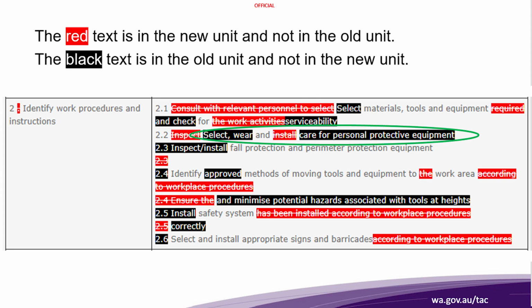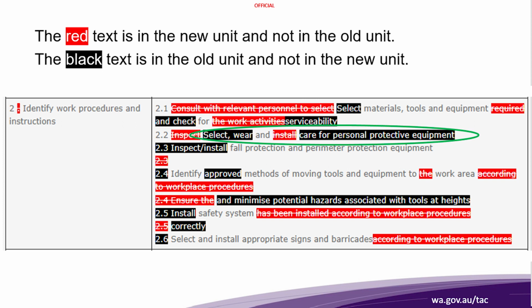So even though this unit is equivalent, what you'll find is as an RTO, you actually need to have a look at this and say, okay, that's not there. Is it somewhere else in the unit? And for this unit, in fact, what you'll find is that there are other performance criteria that actually have this in it. So in this unit, select and wearing PPE is actually in 1.7 now instead of here.